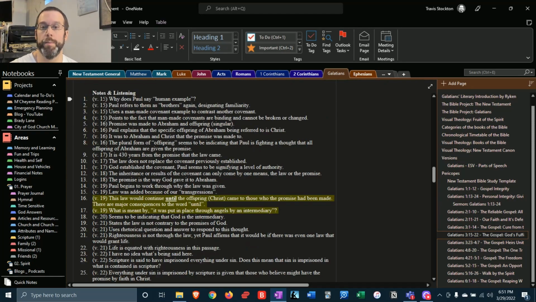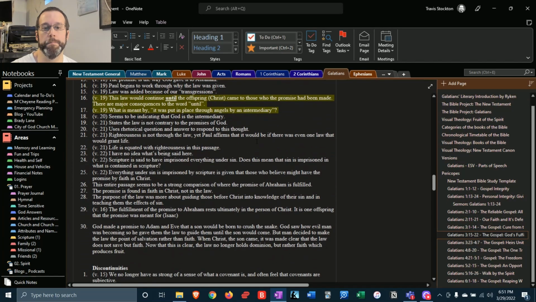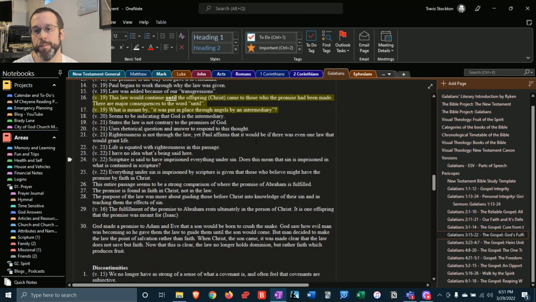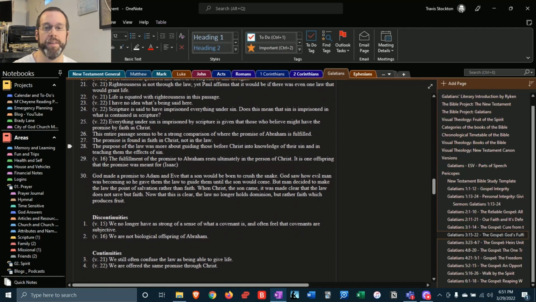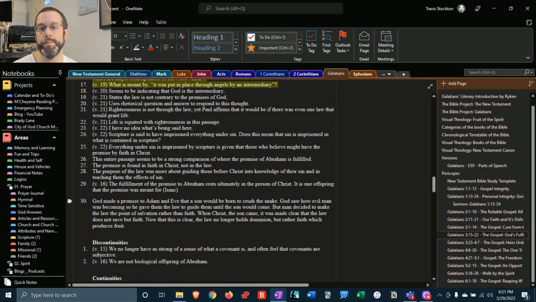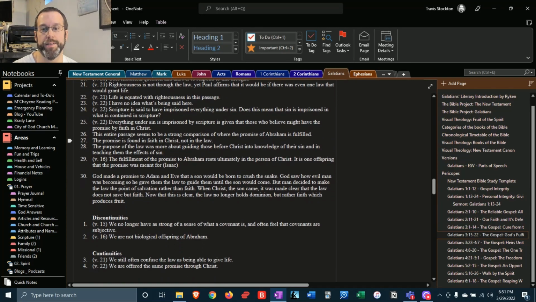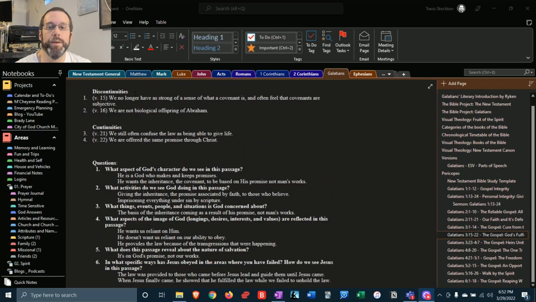Then I'll go through and make notes and listen to the passage, just trying to get a better understanding of the basic facts of the passage. My New Testament professor in my undergraduate basically said that you should at least make 30 observations for each passage you're studying. Here, the discontinuities and the continuities.